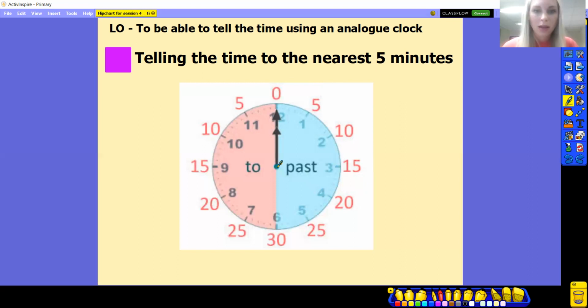Now, if it was pointing to the 10, on this side of the clock, on the to side, we'd have to go the other way when we're counting. We wouldn't count clockwise, we'd have to go anti-clockwise because it's on the other side of the clock. That's where it gets a bit confusing. So we're still starting at 12, which is 0 for minutes. And it's 5, 10, but we're on the to side. So it's 10 to. Do a little bit more.